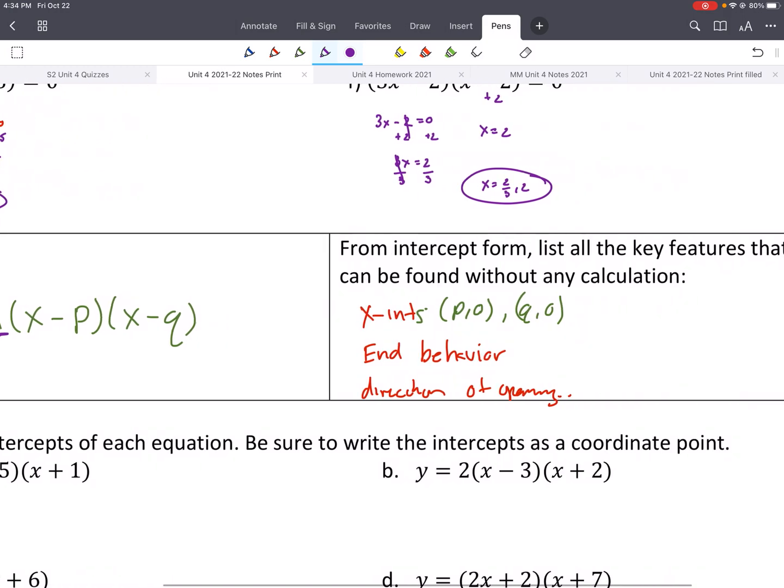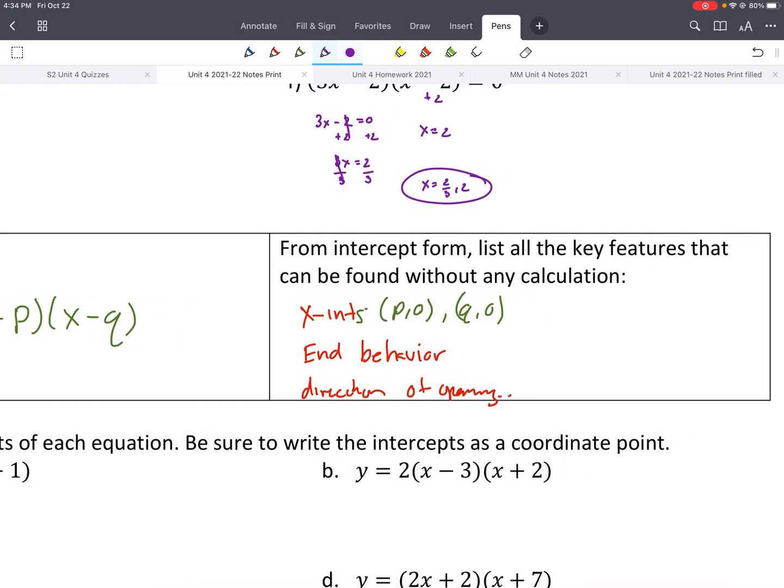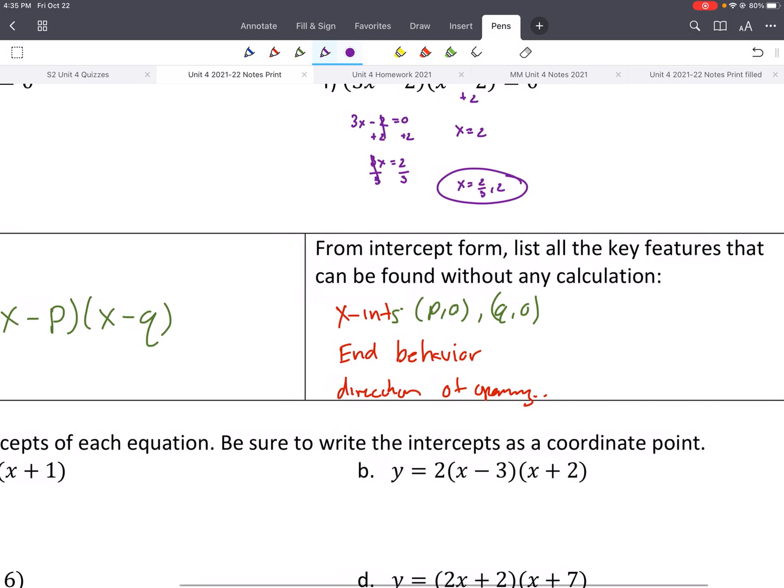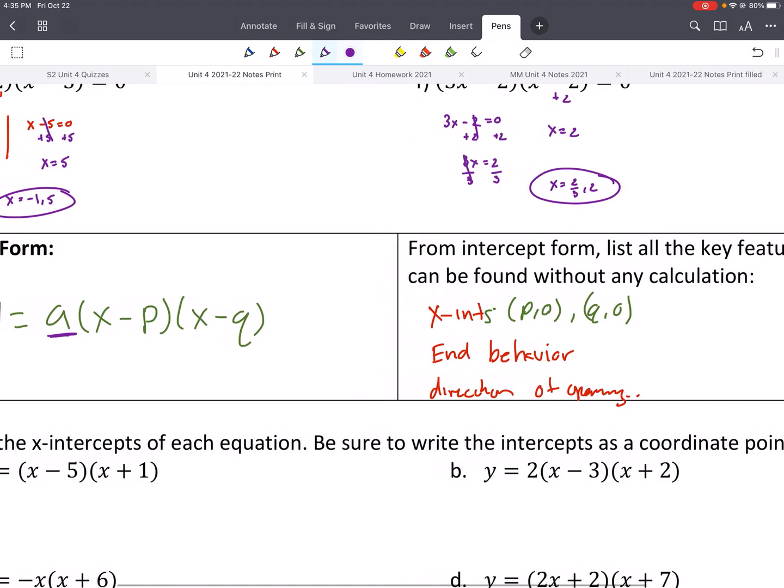From the intercept form, list all the key features that can be found without any calculations. Again, this will be on your test. We can easily find our x-intercepts. That's your p and q. As you notice, this is a negative p and negative q. Our x-intercepts are positive p and positive q. So when we pull out those x-intercepts, they're going to be the opposite of what you would think. Again, x's tell lies. We can also find end behavior from a, and we can also find the direction of opening from a.